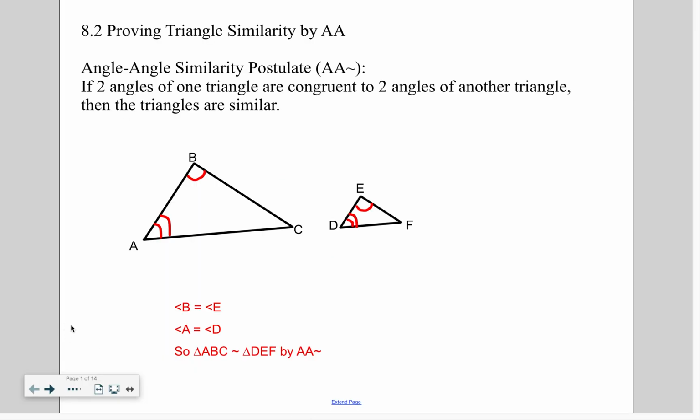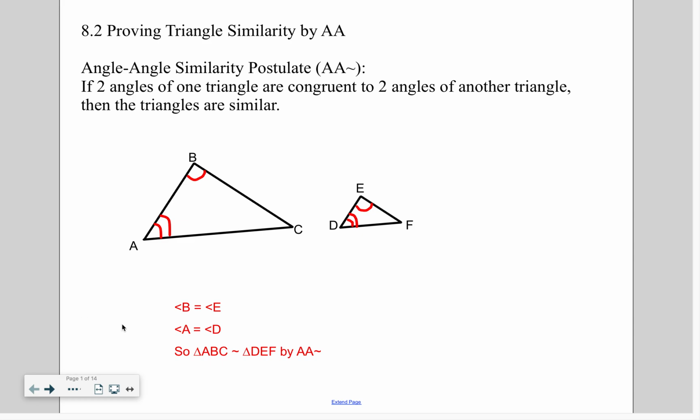So today we are proving triangles similar by different postulates. We're going to do all three today. The first one is the angle-angle similarity postulate. It states if two angles of one triangle are congruent to two angles of another, then the triangles are similar. Remember, similar is different than congruent. We've been talking about scale figures and similar figures.